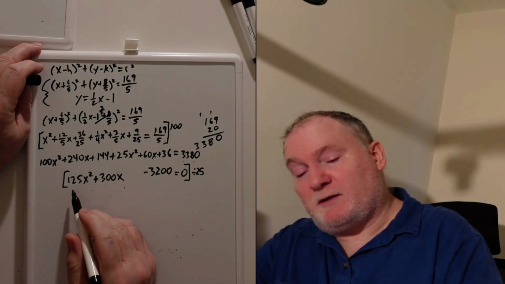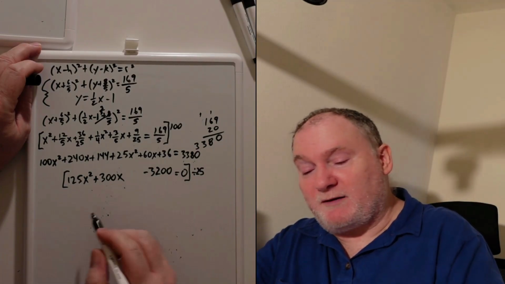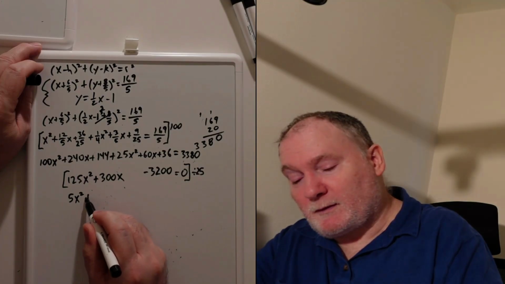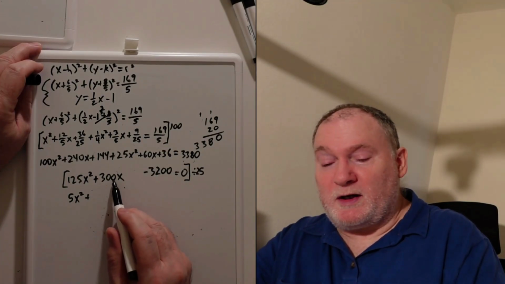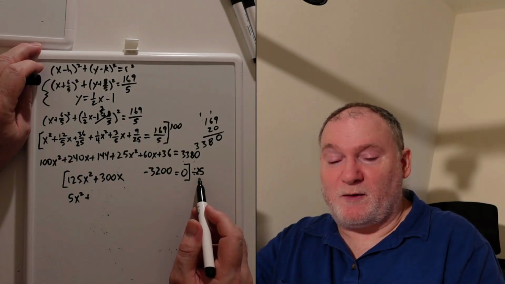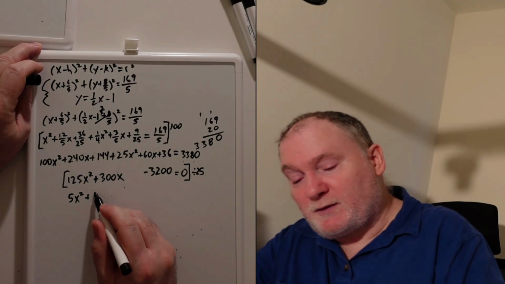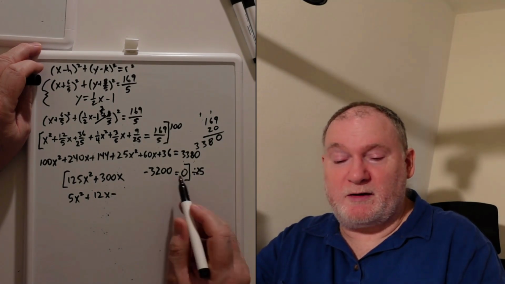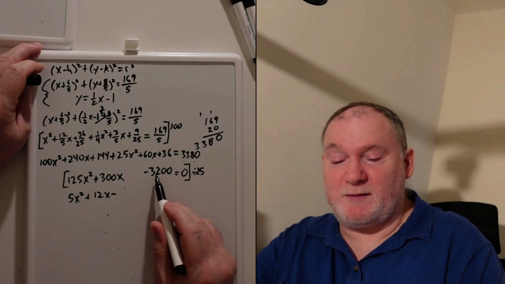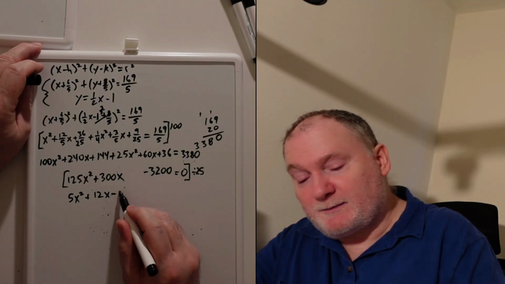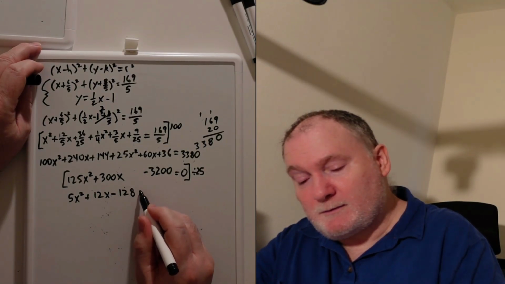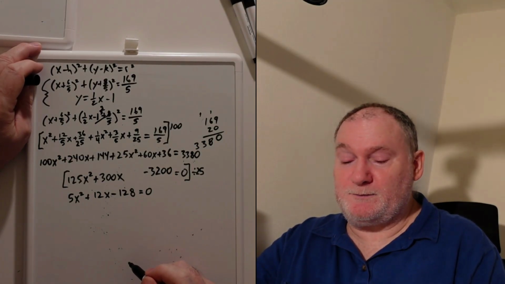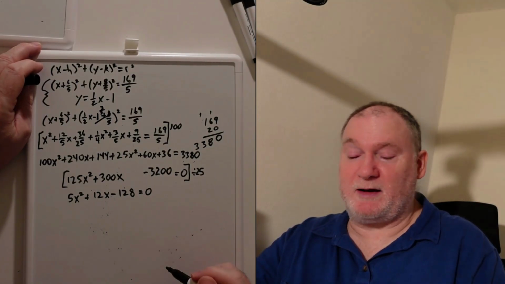Okay, so 125 divided by 25 is 5. 100 divided by 25 is 4. 4 times 3 is 12, so plus 12x. 100 divided by 25 is 4. 4 times 32 is 128. All right, so now we have this quadratic.